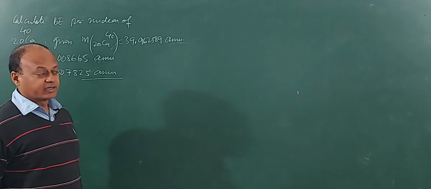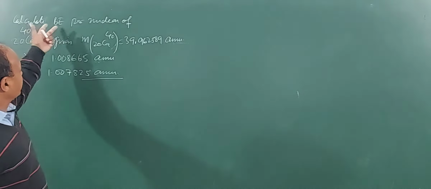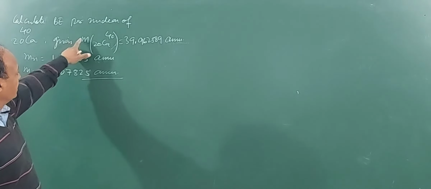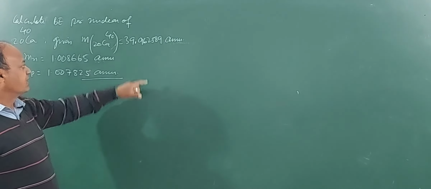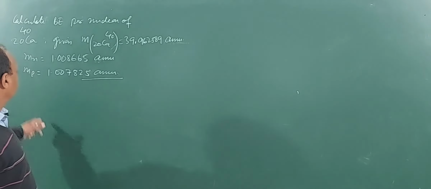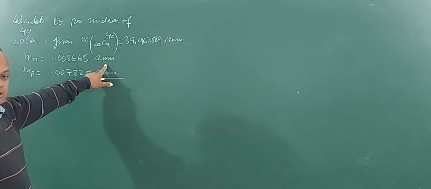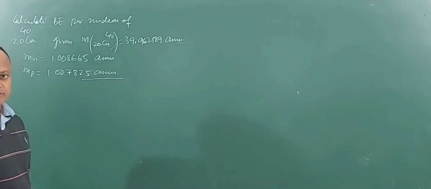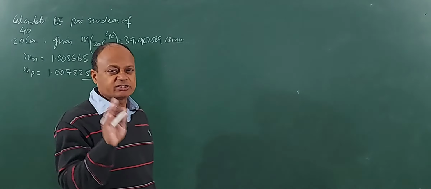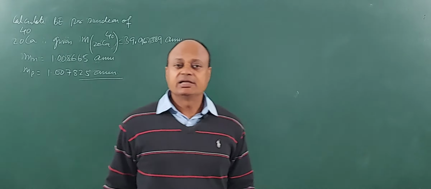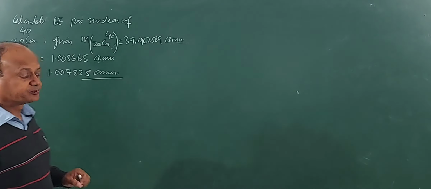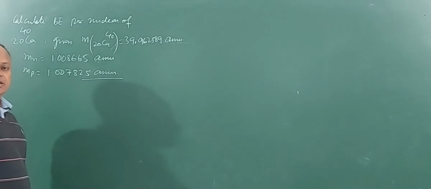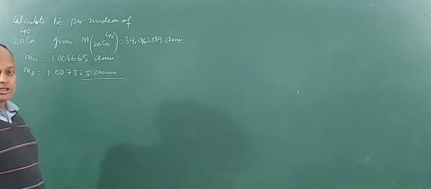Here we have a problem, children. Calculate binding energy per nucleon of calcium-40 given mass of calcium is 39.962589 AMU, mass of neutron is this much AMU and proton is 1.007825 AMU, right? Now we have to calculate. Now this kind of questions come in exam, you must practice them very seriously. It relates to calculation of binding energy first and then calculation of average binding energy.